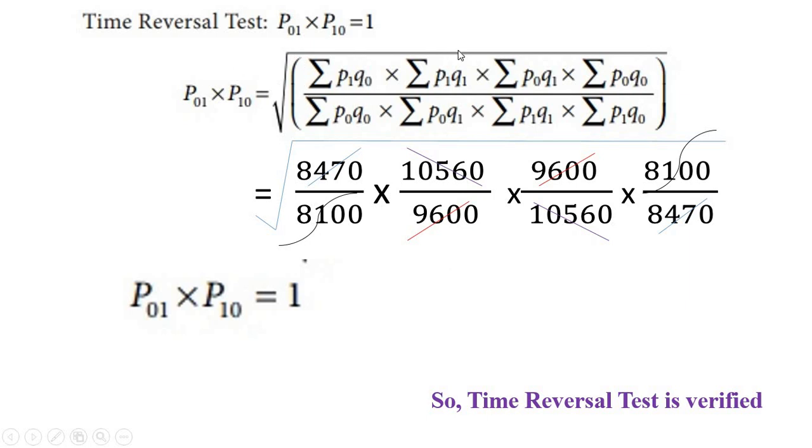P01, first the Fisher formula, you write it in this place. The second one, wherever 0 is there, put 1; wherever 1 is there, put 0. Fisher formula: wherever 1 is there, 0; 0 is there, 1. First part is the Fisher formula. Based on that, P1 interchanging, the same thing you should interchange. Substitute those values found in the table. Then everything will be cancelled and it comes to one. So this will be satisfied. So the time reversal test is verified.